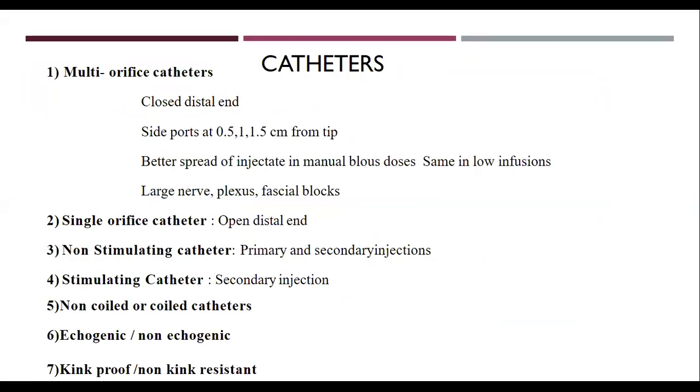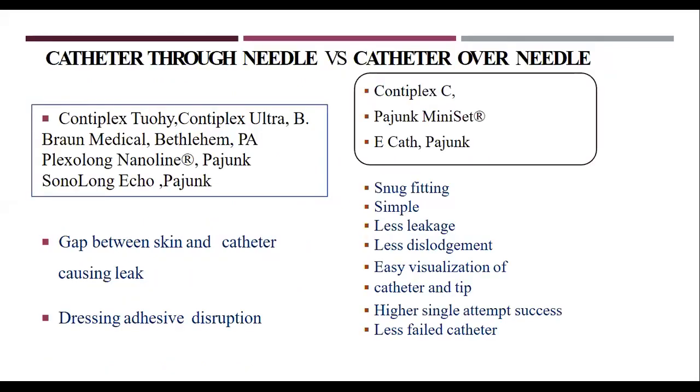The primary block is nothing but, as written here, primary and secondary injections. Suppose you are stimulating with the insulated Stimuplex needle and giving a local anesthetic, that is the primary injection. Giving injections through the catheter is called secondary injections.